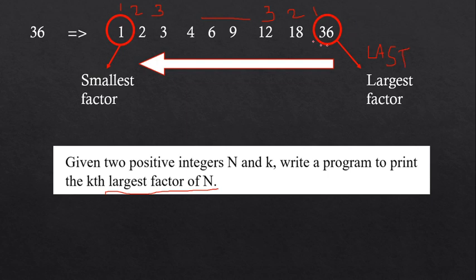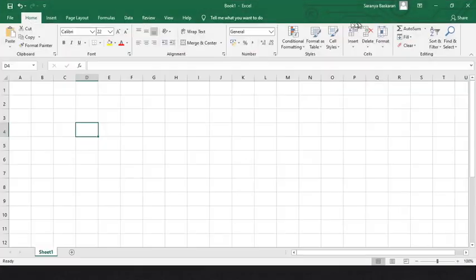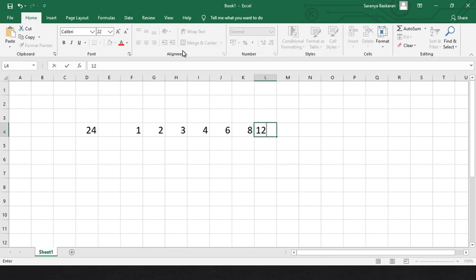I'm going to start from the largest factor. What is the largest factor? The last factor. And what is the last factor? For any number, the first factor will be 1. What will be the last factor? The last factor will be itself. Is that true? Consider the number 24: 1, 2, 3, 4, 6, 8, 12, 24. These are the factors of 24, right? So the first factor will always be 1, and the last factor is the number itself.